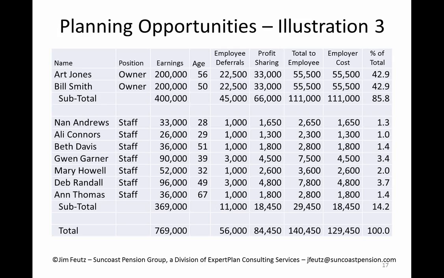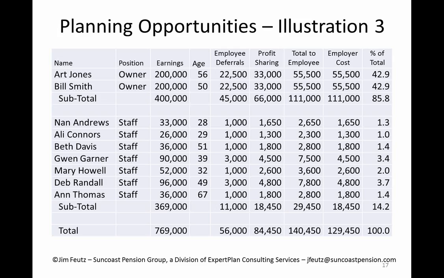However, by having the flexible allocation formula, the owner's contribution still stays the $55,500 maximum, but the staff cost can be reduced to 5% of compensation, or about $18,500, a savings of over $32,000.